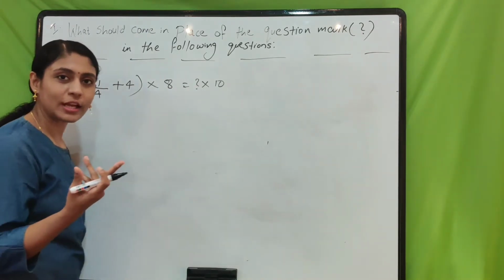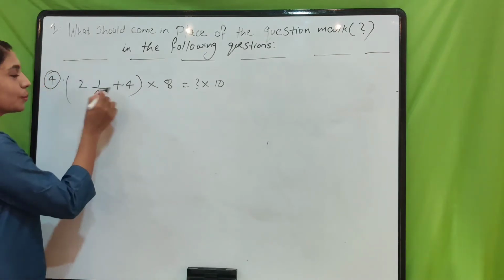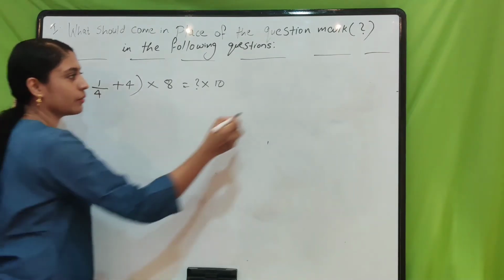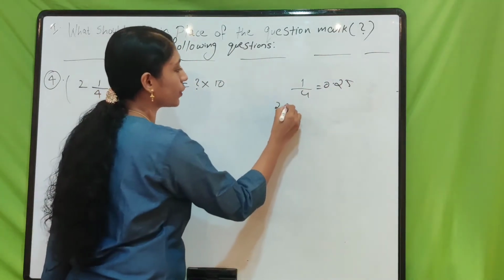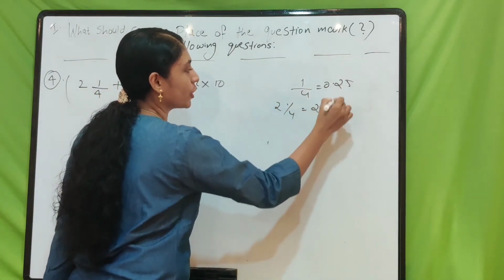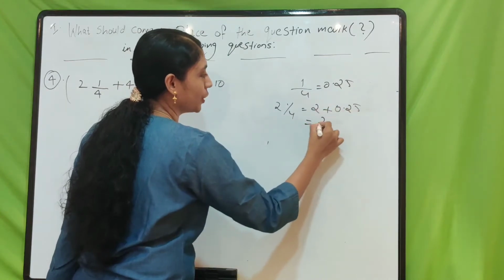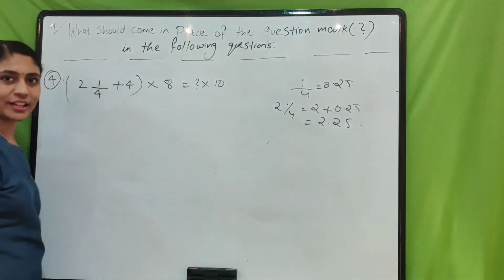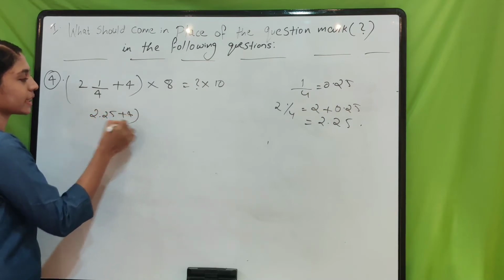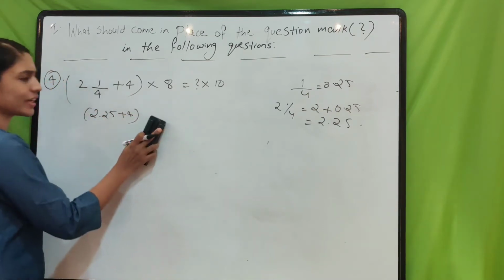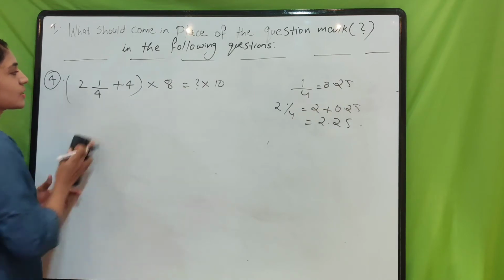We know that 1 by 4 value is 0.25, right? So 2 plus point. Did you get it? 1 by 4 is 0.25. So here it is 2 1 by 4. That means 2 plus 0.25. That is nothing but 2.25. Got it? So this becomes 2.25 plus 4. It is nothing but 6.25. So directly we can write it as 6.25, right?